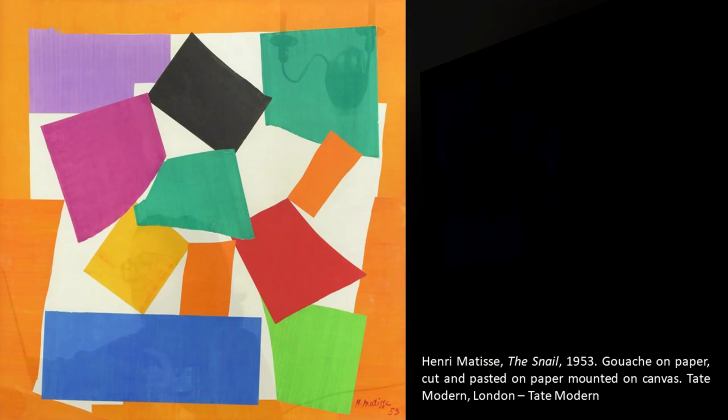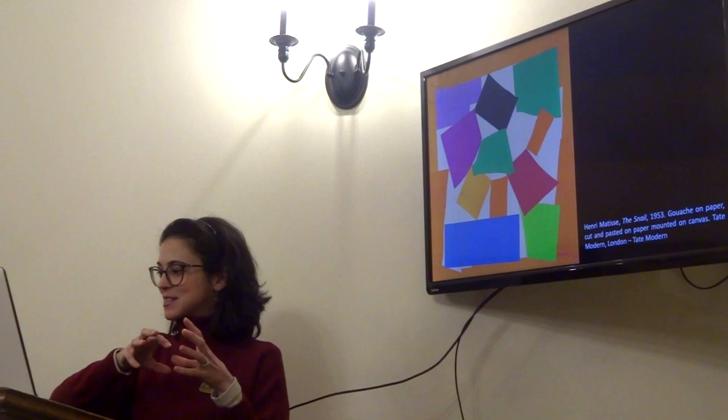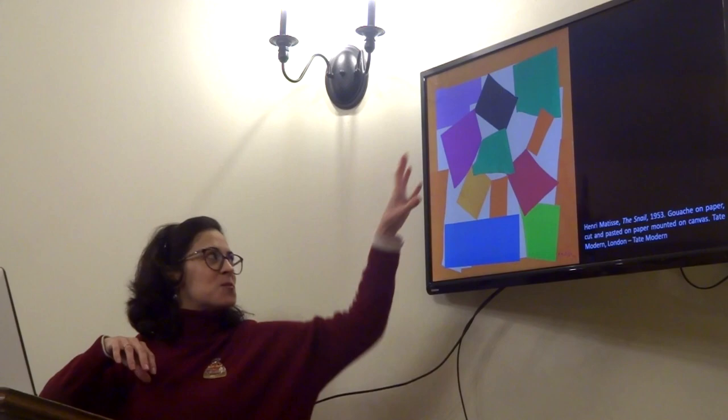Matisse said of this technique, "It allows me to draw in the color. It is a simplification. Instead of drawing the outline and then putting the color inside it, I draw straight into the color," which is quite an interesting idea. So you can still make out the shape more or less, especially of the shell because of the circle.